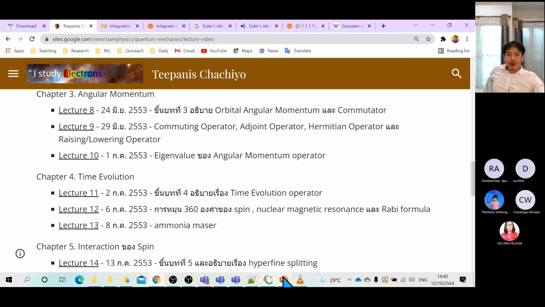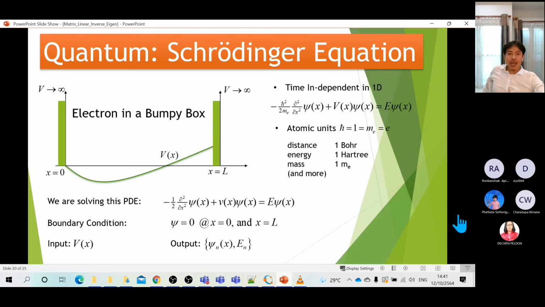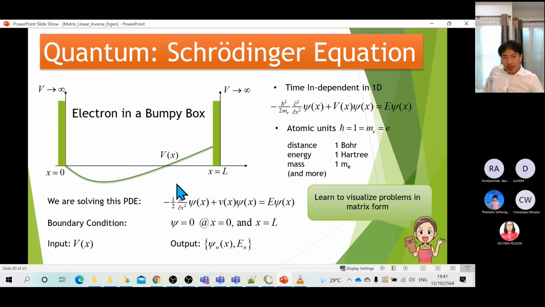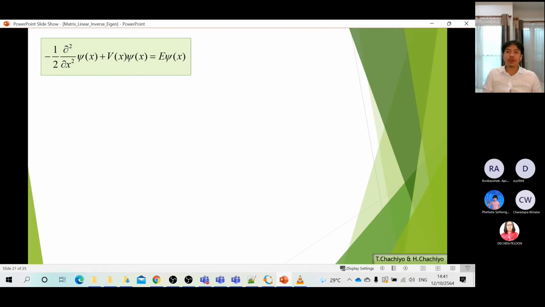So let's get back to the material. So we have that equation. You want to find the solution of the function psi n, but this is still in calculus form. Okay, how do we transform this into matrix and vector? Okay, that's the lesson of this lecture.